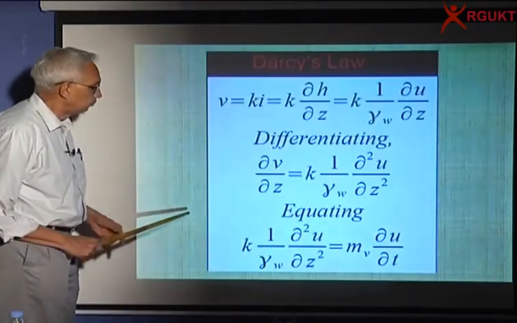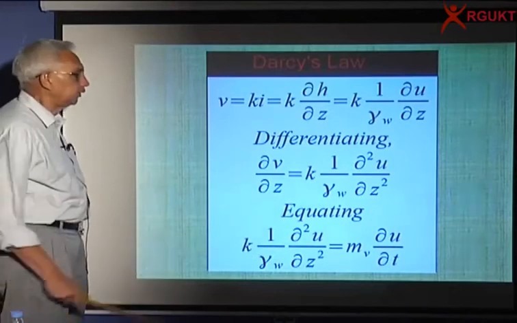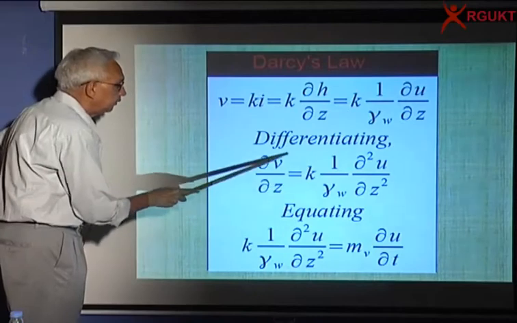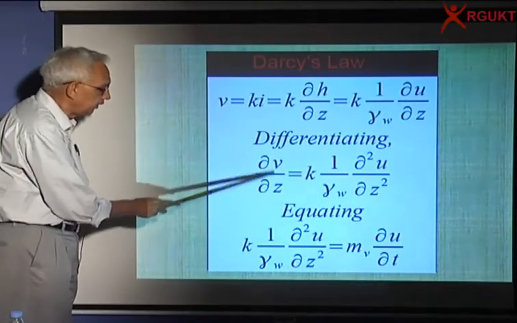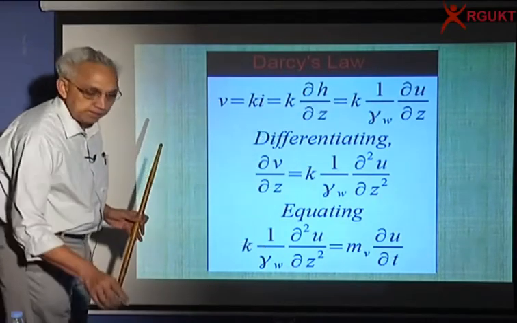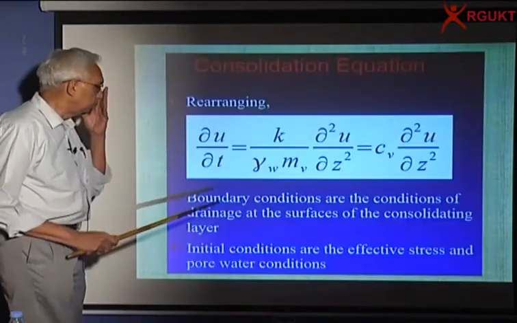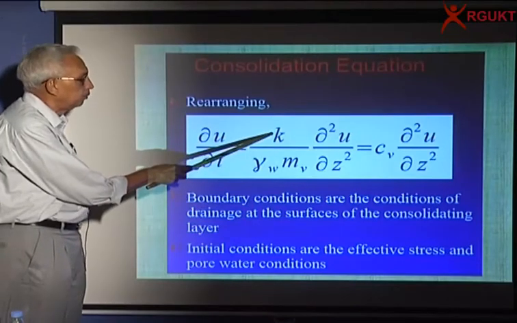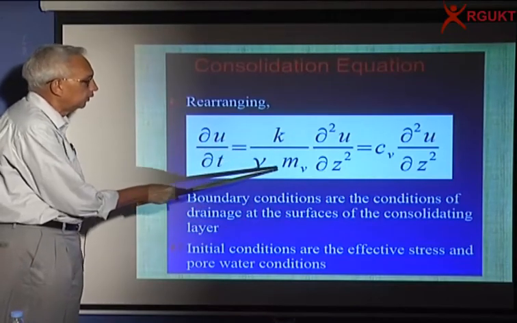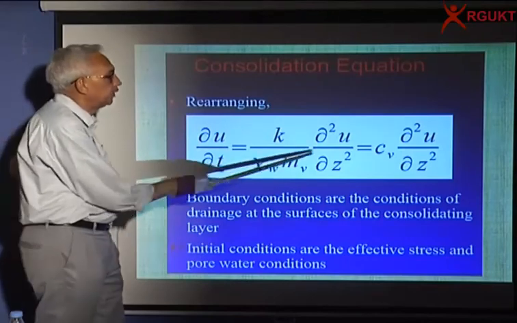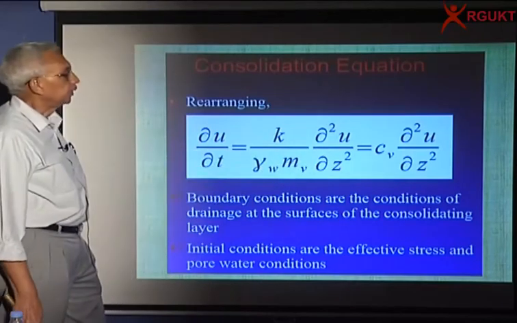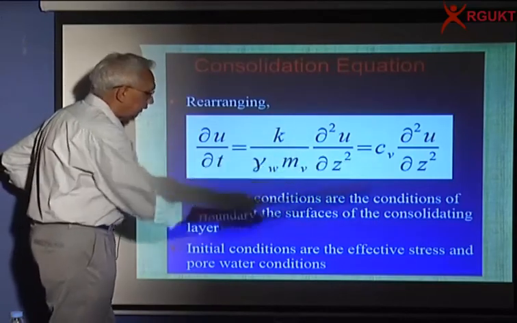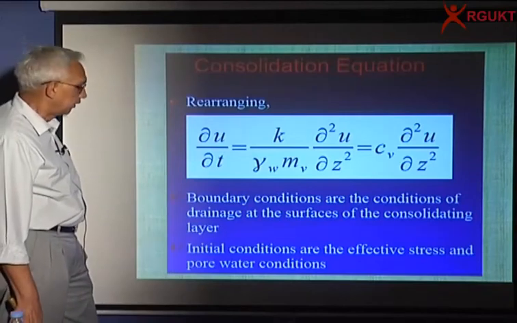Yeah, this is the Darcy's law, and this is the continuity condition, wherein I'm saying the rate of change in volume is equal to rate of volume change, and you are equating these two, and you get your basic equation. Derivative of u with respect to time t is equal to coefficient of permeability divided by unit weight of water, coefficient of volume change, and second derivative of u with respect to z. This term k by gamma w into mv is defined as Cv, which is the coefficient of consolidation.